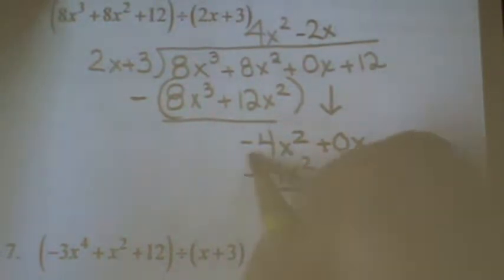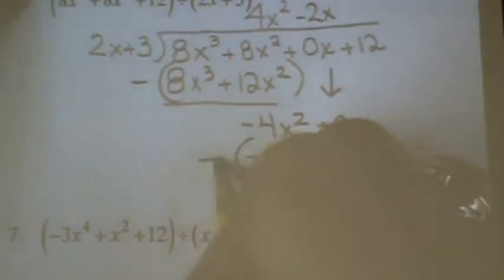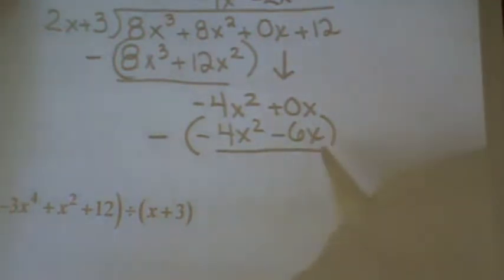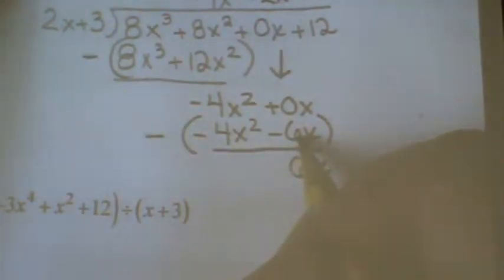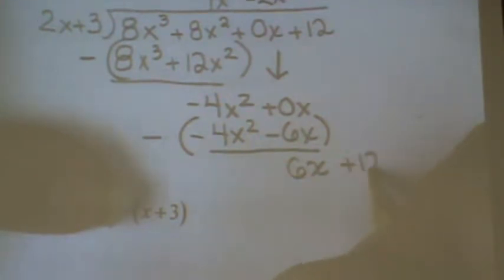Now, again, this is the part where you guys mess up. What's this gonna be right here? 6. It's gonna be a positive 6x. Why? Because you have to change this sign. And now bring down 12.